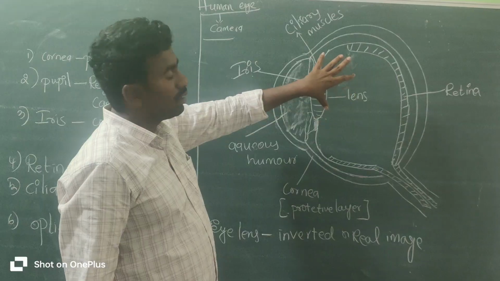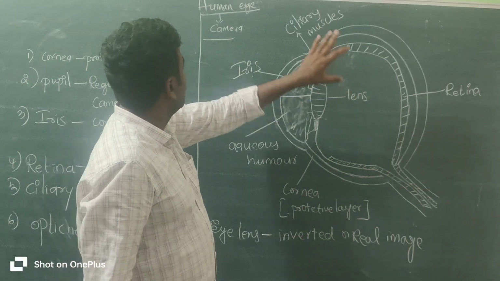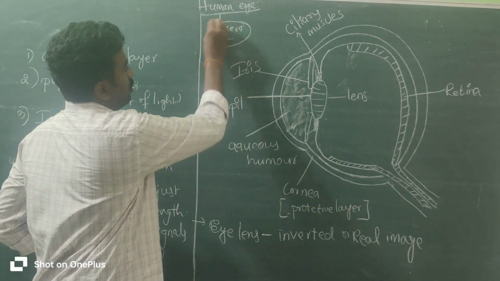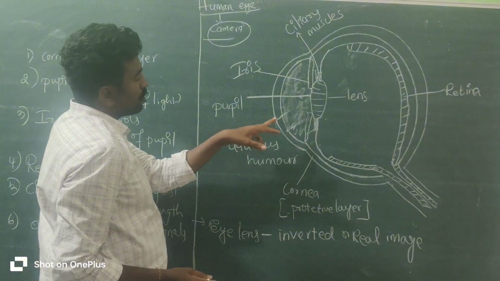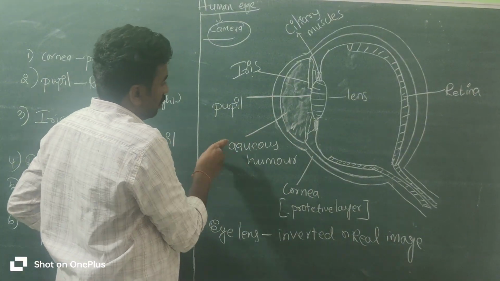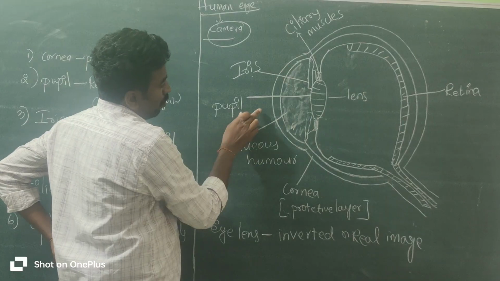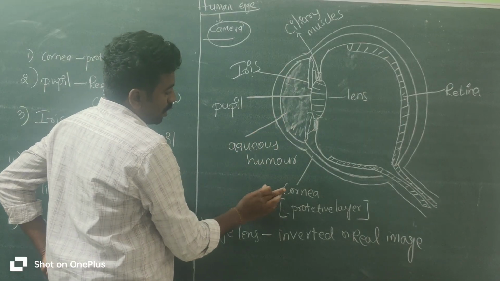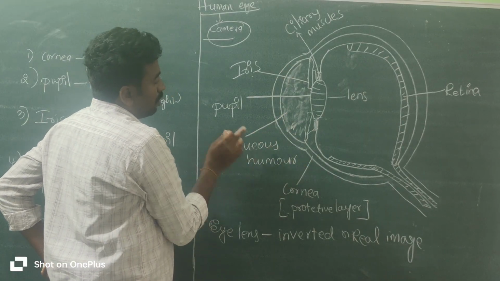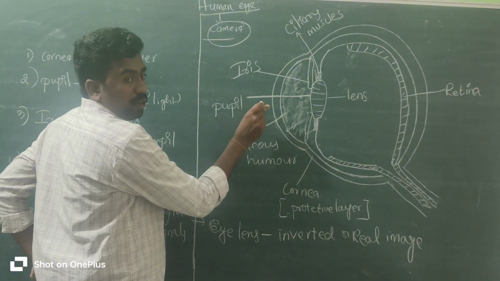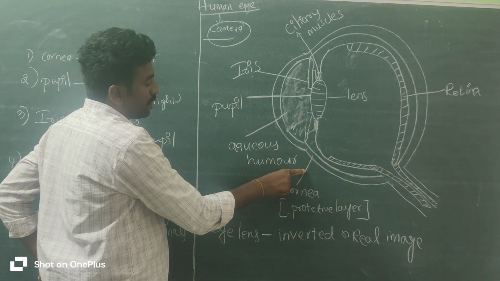First, we are seeing the structure of our human eye. The human eye is like a camera. So the first part we see, the light enters through our outer layer called the cornea. The cornea is the protective layer. When light falls on our human eye, it enters through the cornea.